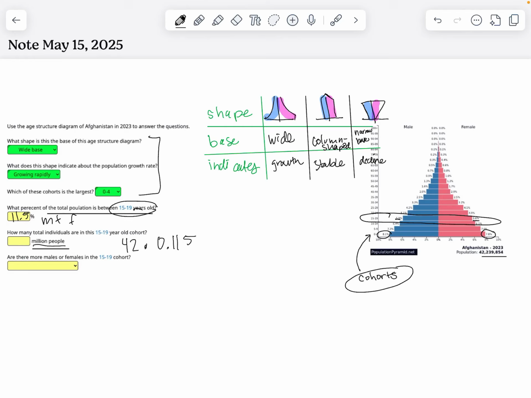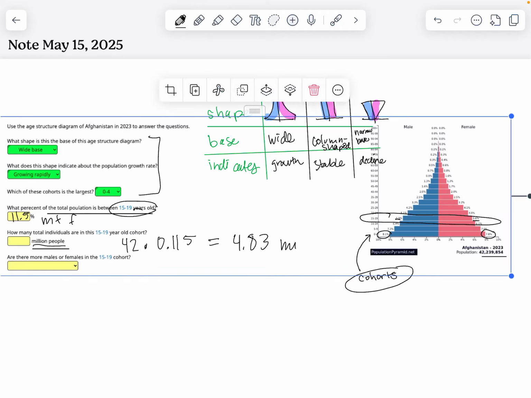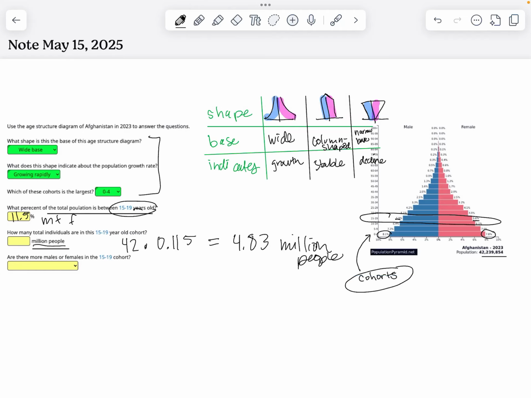So 42 times 0.115. I'm just going to grab my calculator, and that is 4.83, and that was in millions of people. So that will be your answer for how many total individuals are in that cohort.